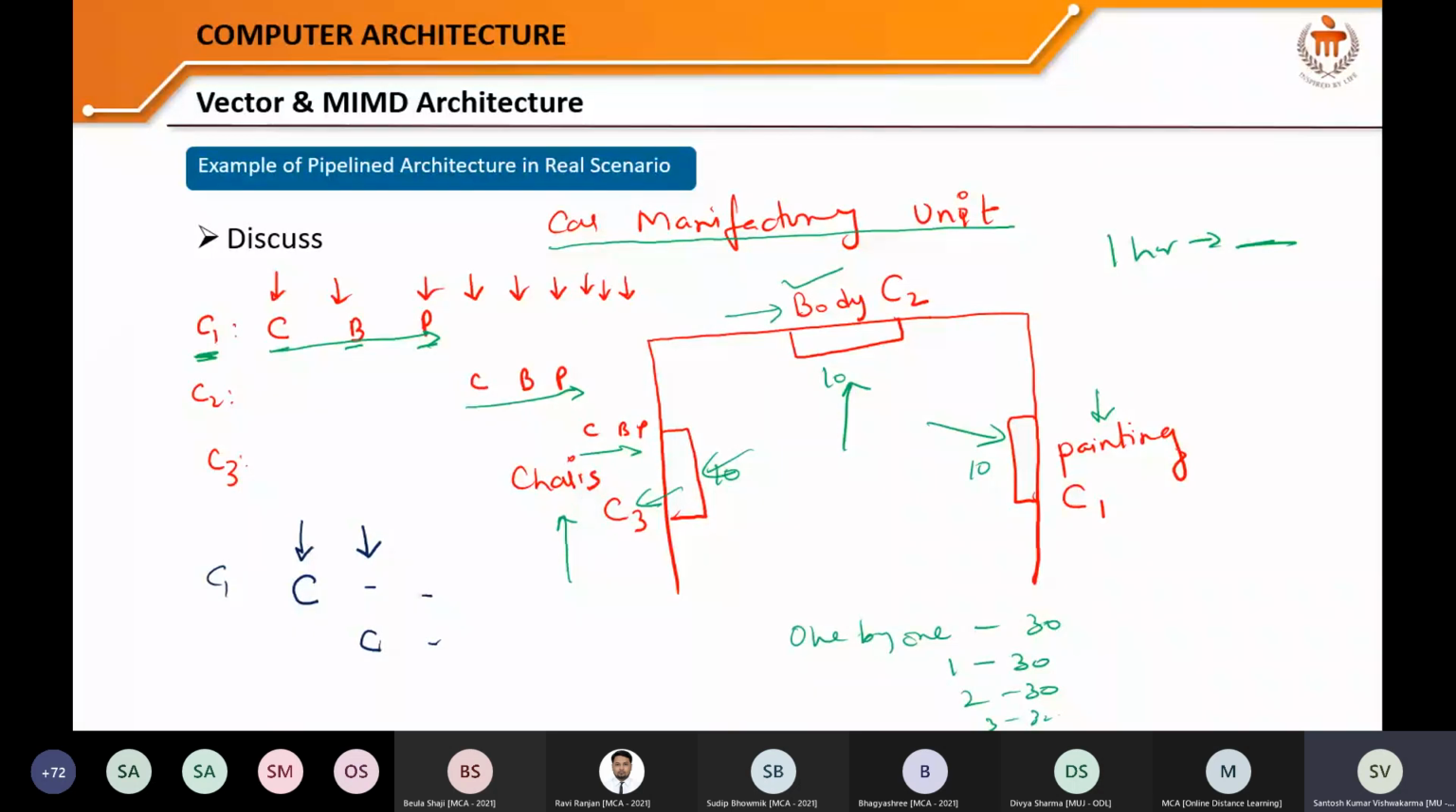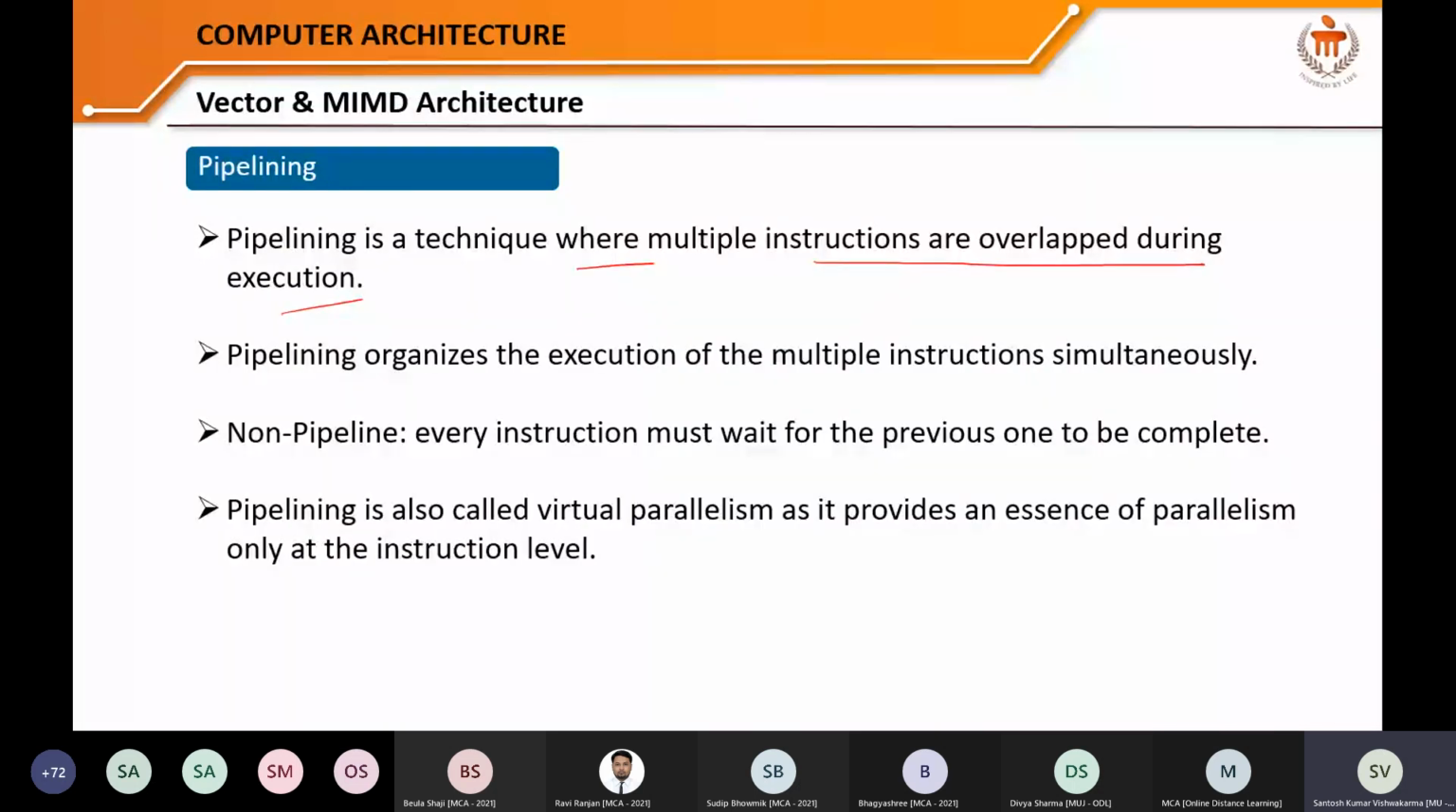I hope you understood this properly in the previous sessions with certain examples also. So with this, we come to a revision definition: pipelining organizes the execution of multiple instructions simultaneously. If it's non-pipelined, obviously it's one by one, and you can understand how delayed it will be. Pipelining is also called virtual parallelism, as it provides an essence of parallelism only at the instruction level.